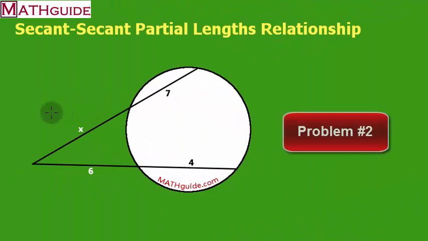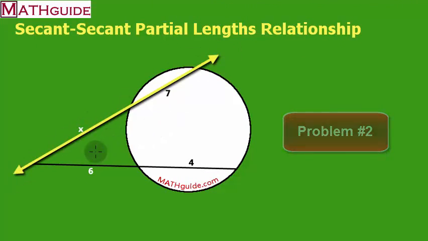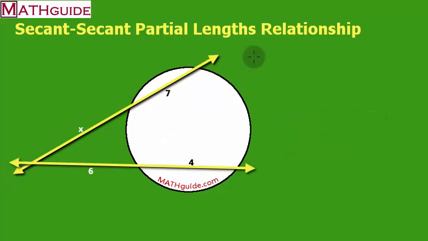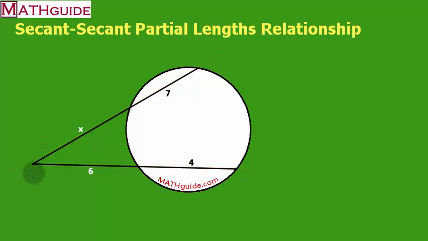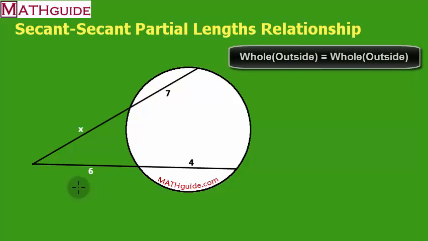Alright, here's our second problem. Again, we've got two secant lines. We could see one here, and we could see one right here. And they're intersecting right over here. Okay, so if we've got two intersecting secant lines, again, we're going to use the relationship that says that the whole distance of one times the outside distance is equal to the whole distance of the other times its outside distance. Okay, so let's actually use that relationship on this problem.